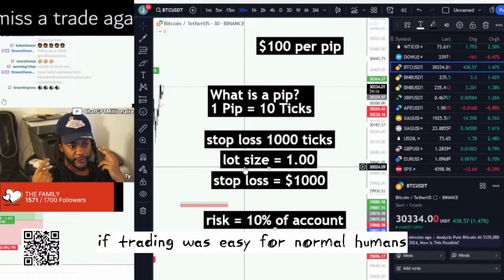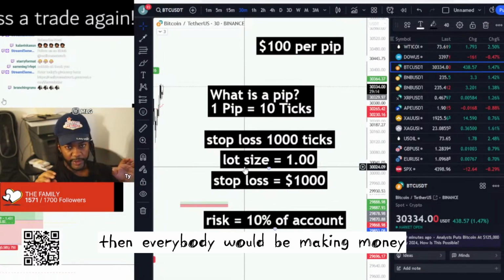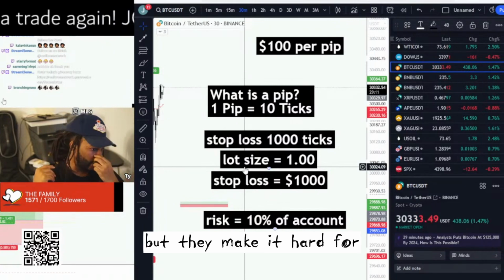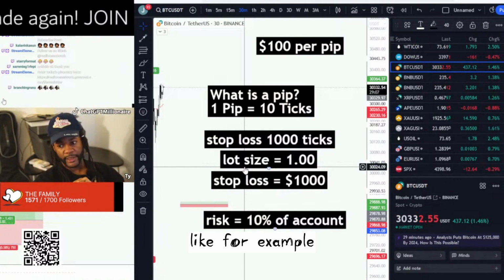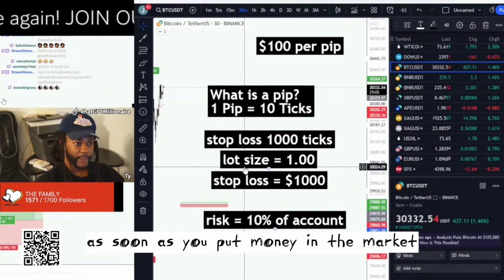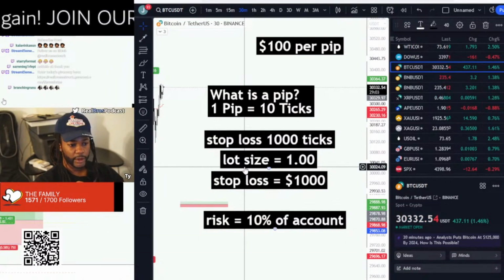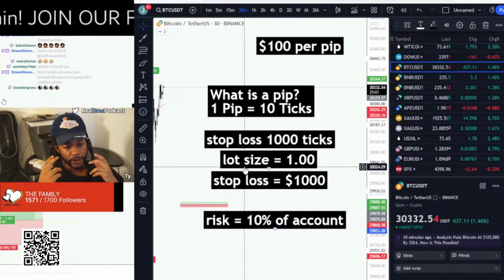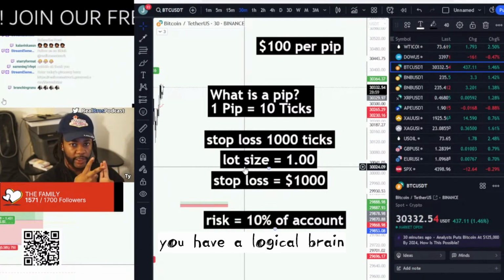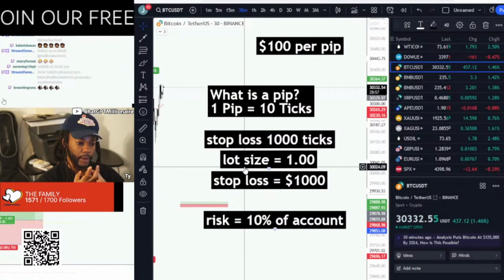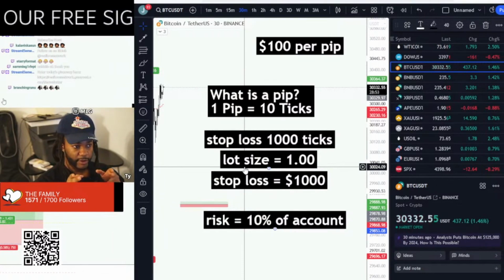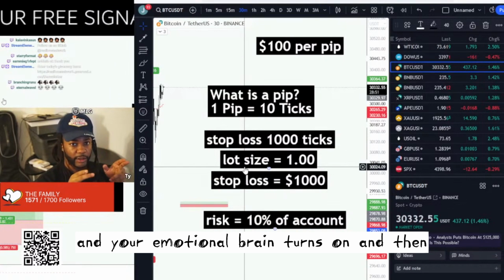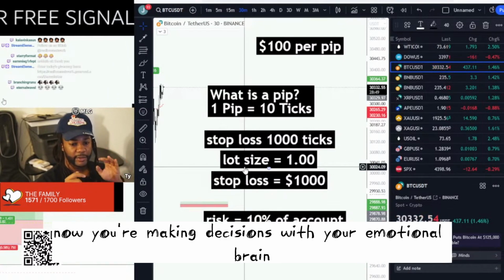If trading was easy for normal humans, then everybody would be making money. But they make it hard for normal human psychology. For example, as soon as you put money in the market, you automatically become emotional. And when you become emotional, you have two brains. You have a logical brain, you have an emotional brain. Once you put money in the market, your logical brain switches off and your emotional brain turns on. And then now you're making decisions with your emotional brain.